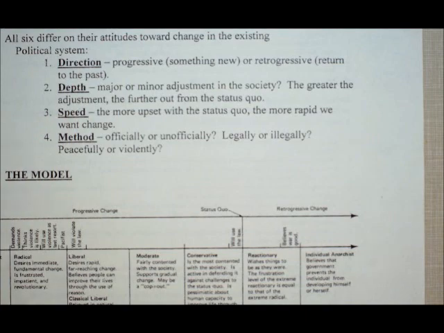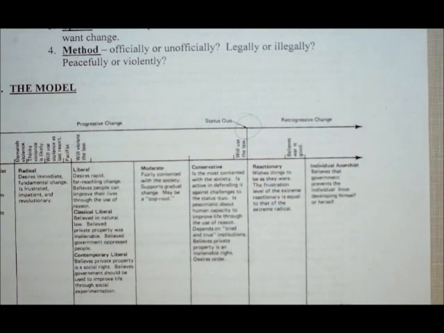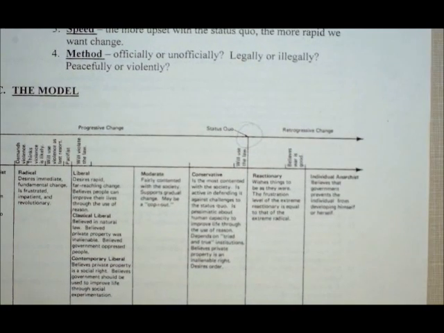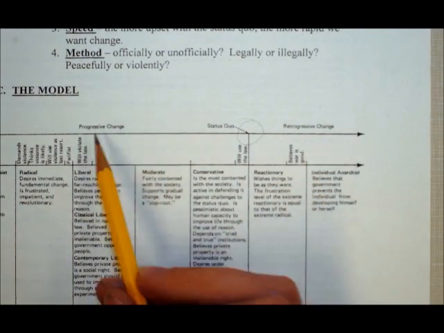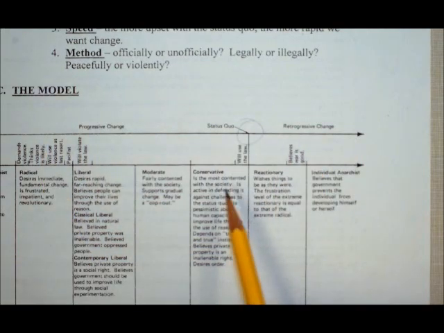Now let's look down at the model below the spectrum. The status quo, we'll circle that because that's again the key, the very important place to start. We either have our direction progressive or retrogressive here, and we're actually going to start pretty near the status quo with conservative. The 2 most common terms you've probably heard are conservative and liberal, probably moderate too. So we'll start with those.